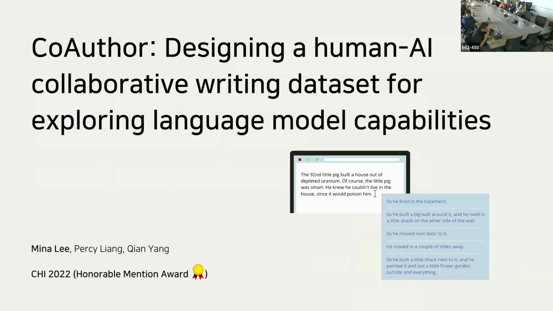So this part of the talk is based on the paper titled Co-author, Designing a Human AI Collaborative Writing Dataset for Exploring Language Model Capabilities. This work was published at CHI 2 years ago.